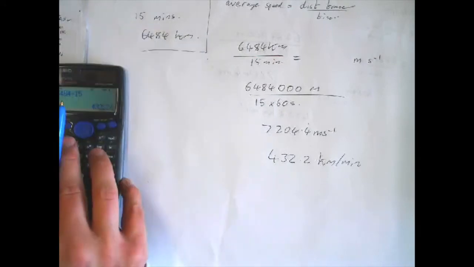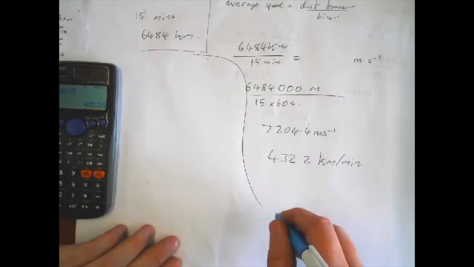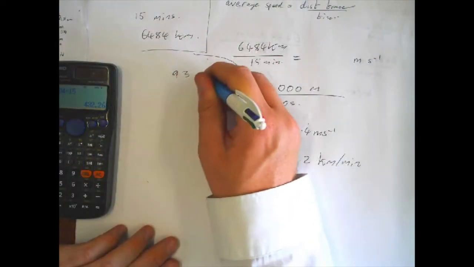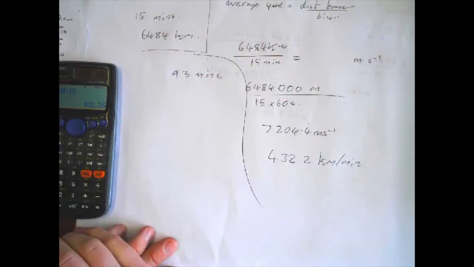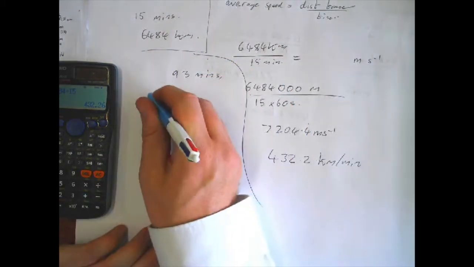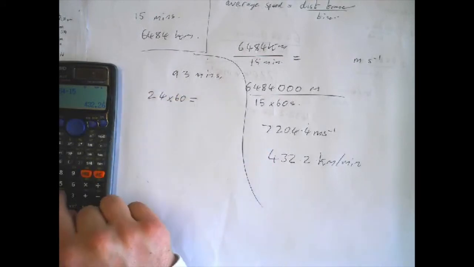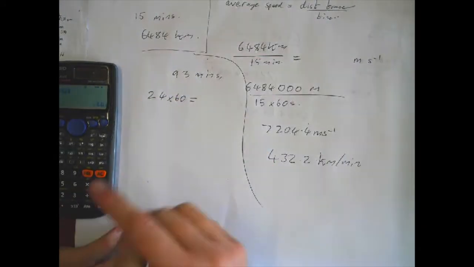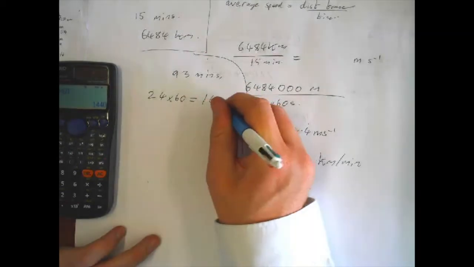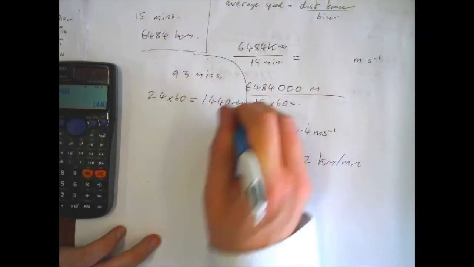Okay, second part. The rocket later docked at the ISS. The ISS orbits the Earth every 93 minutes. How many times does it orbit each day? Okay, first off, let's find out how many minutes in a day. Well, there's 24 hours, and there's 60 minutes in each hour, so 24 times 60 is 1,440 minutes in a day.